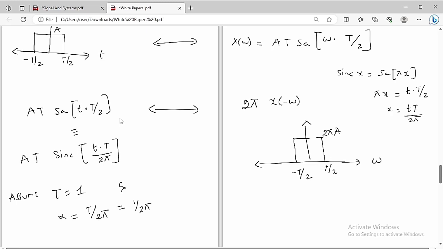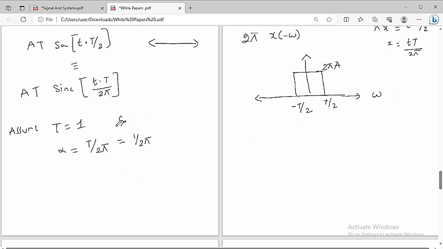Suppose I assume T is equal to 1, what am I going to get finally? A into sin of alpha t you are going to get, right? Because capital T by 2 pi I am going to assume alpha. So alpha t you are going to get. So what is the Fourier transform that we need to draw the graph?